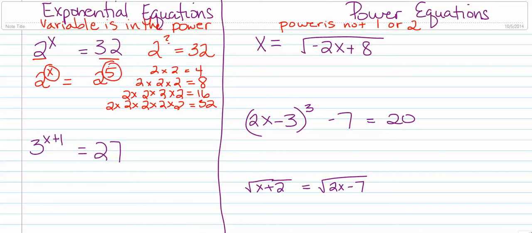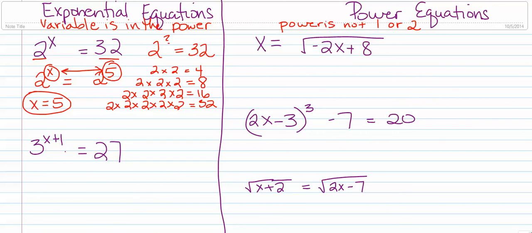Now that the bases are the same, I'm comparing apples to apples. In order for 2 to the x power to equal 32, the exponent has to be a 5. x has to equal 5 in order for 2 to some power to equal 32. And that's because 2 to the fifth is 32.